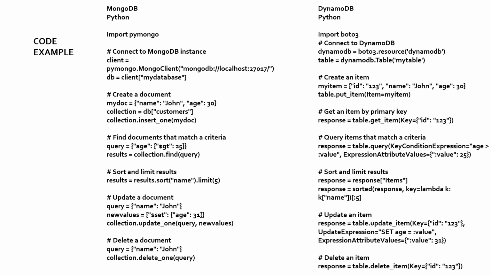By using MongoDB and DynamoDB together in this way, you can achieve a flexible and scalable solution for storing and managing different types of data in your application.